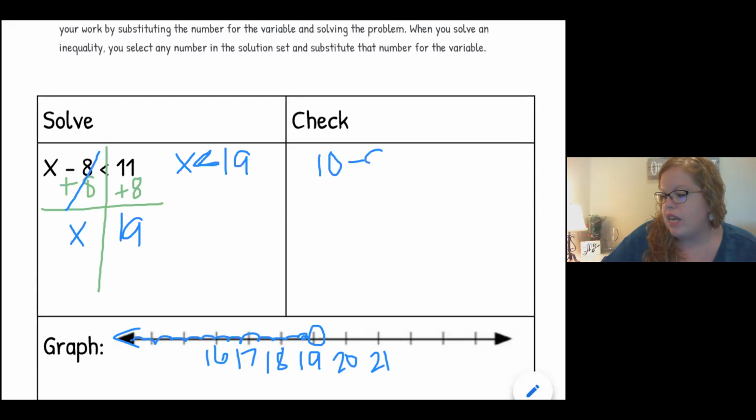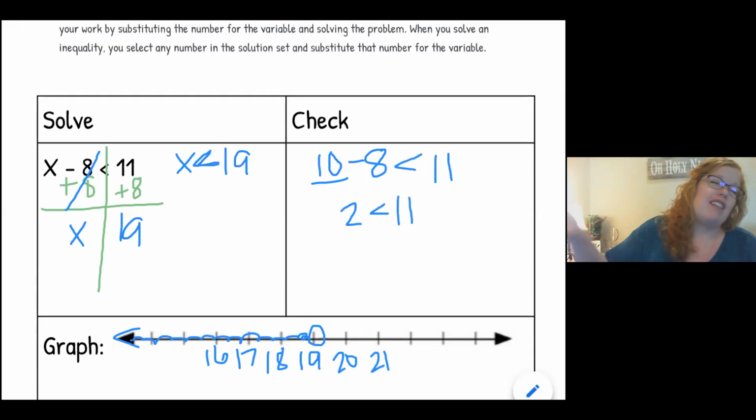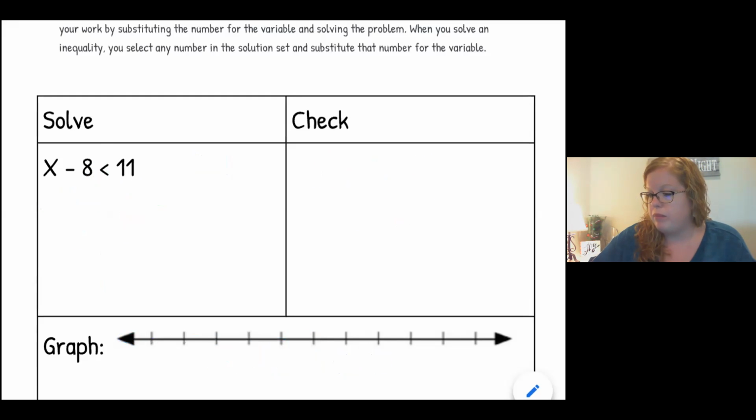So 10 minus 8, I'm just plugging it in for x. Give me any number less than 19, remember. Would be less than 11. So now we're going to simplify this. Is 2 less than 11? Think back to early elementary when you learned about the alligator eating the bigger number. This is a correct statement, so that answer is correct. So solve, graph it, and check it. Let's try another one.